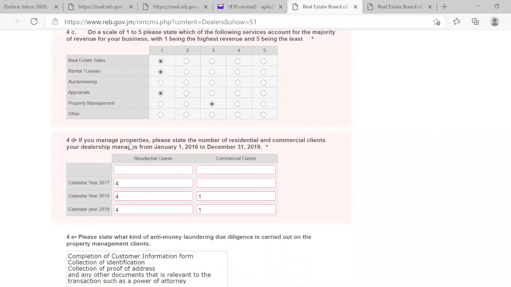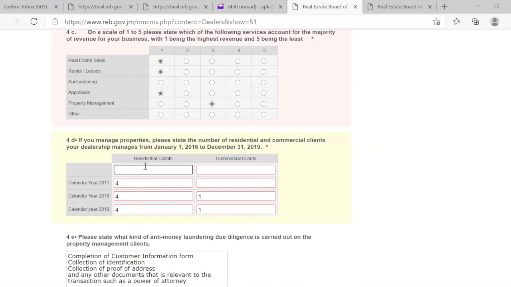You proceed, it said, if you manage properties, please state the number of residential and commercial clients your dealership manages from January 1, 2016 to December 31, 2019. I should indicate at the initial stage of my presentation that the period that we expect to collect information on is between January 1, 2016 to December 31, 2019, right? Now, this will require you to at least look back at your records for 2016 coming forward, right? This one should be 2016 here, right? Should ensure that this is placed there, right?